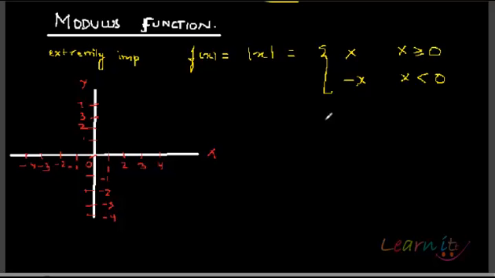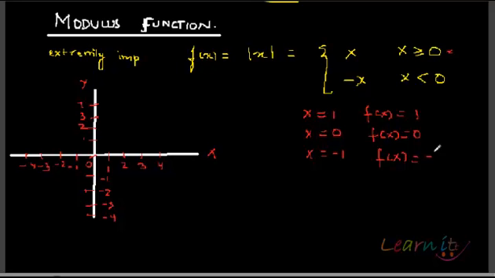So let's just see. In case x is 0, or let's start with x equals 1, your f(x) will be 1, because f(x) equals x when x is greater than or equal to 0. When x is 0, it will equal 0. That comes from the first fact. When x is minus 1, your f(x) should have been 1. That's my mistake. Minus of minus 1 will be 1.